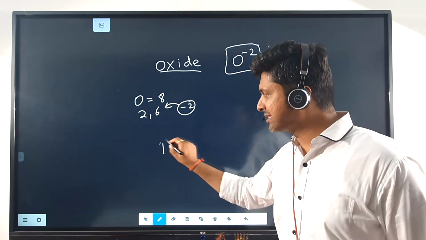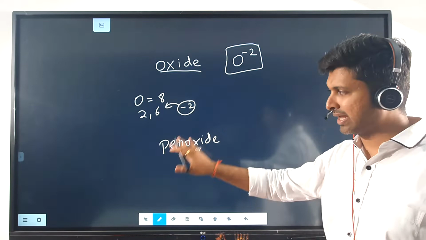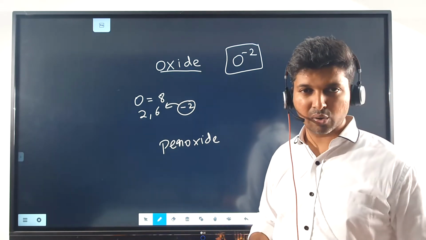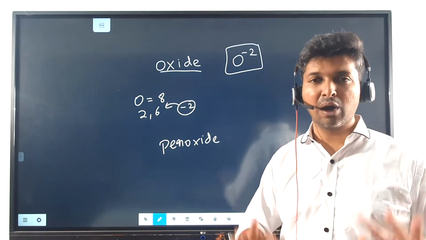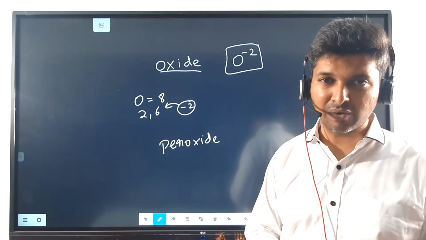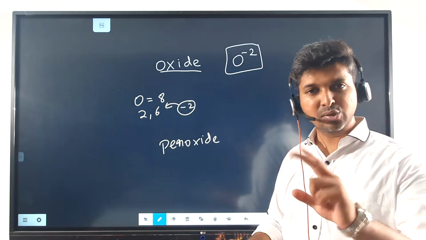Now what is peroxide? We are doing types of oxide. So the first one is the plain oxide, then we'll do peroxide, then superoxide. We'll do that one by one, and like this we are going to have a total of 9 different types of oxides. So this is an oxide, O minus 2. Peroxide is 2 oxygens together.